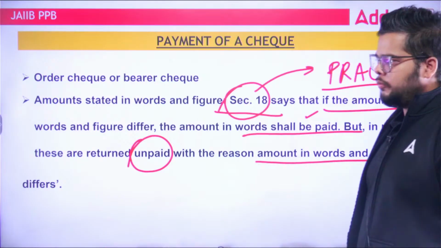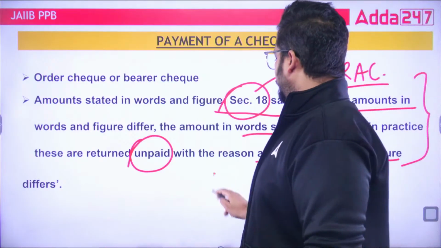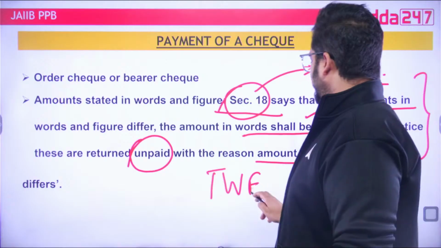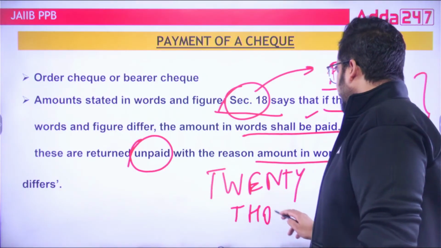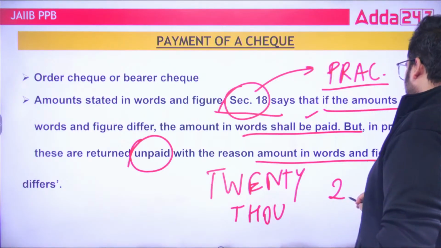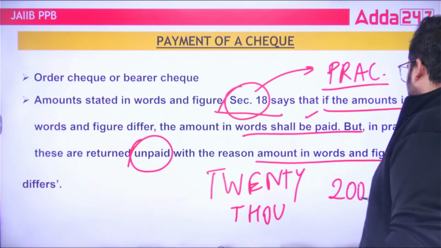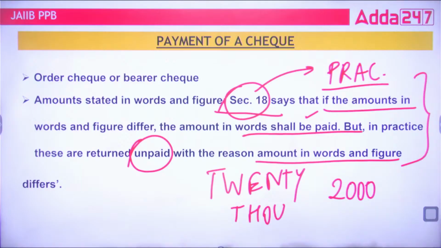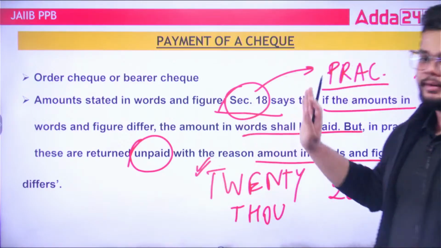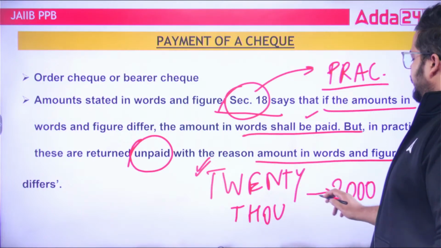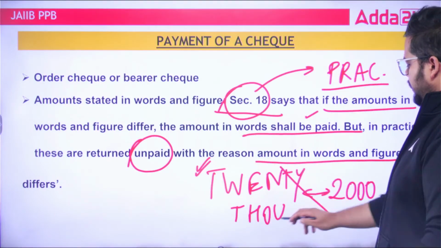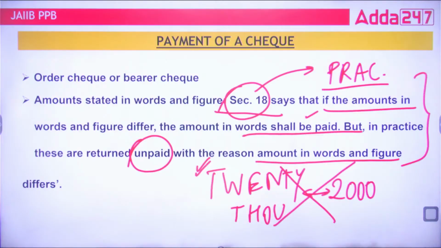If the amount in words is, supposedly, 20,000, it is written 20,000, and in the figure it is written like this, 2000. So 20,000 will be paid. That is mentioned in section 18. But normally, being a banker, you can also acknowledge this fact: this type of check is unpaid and returned.